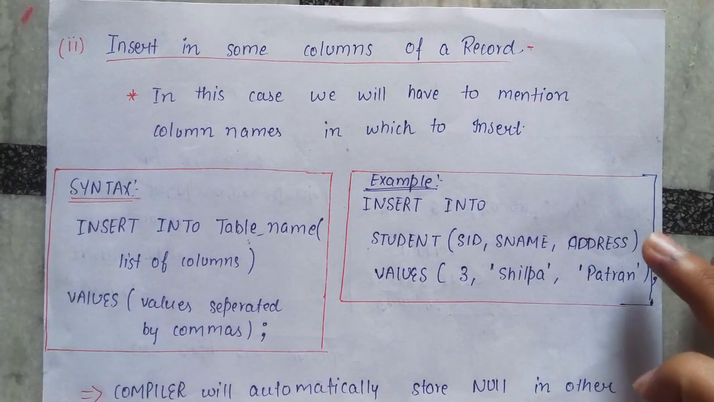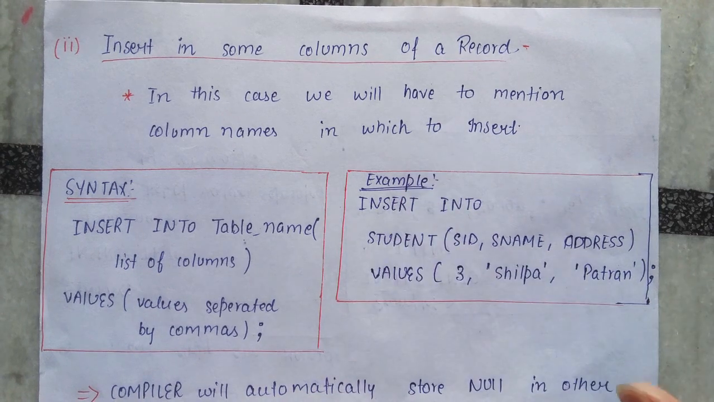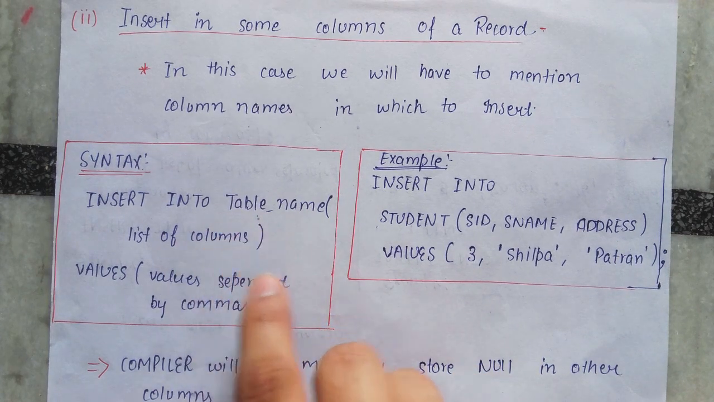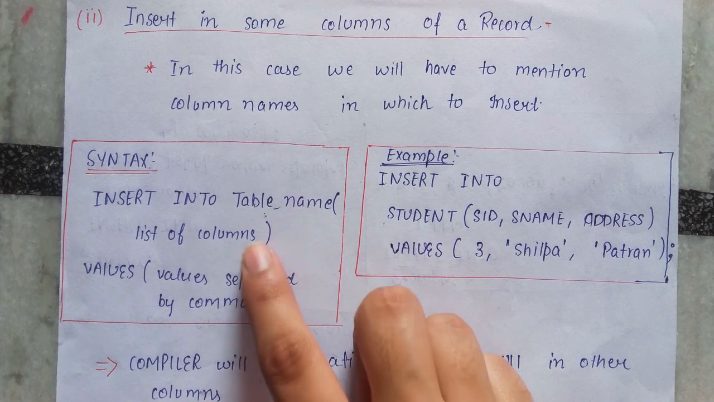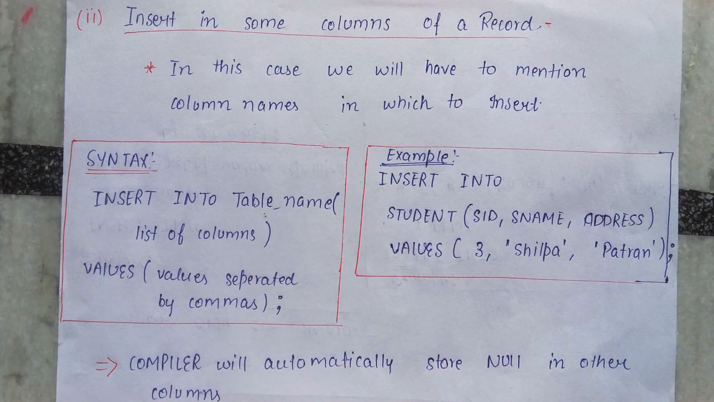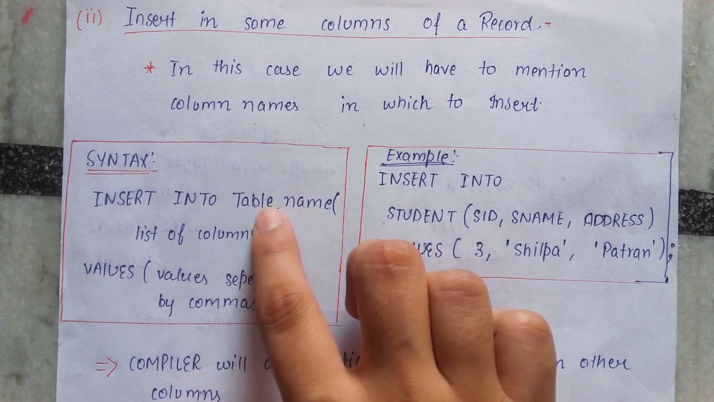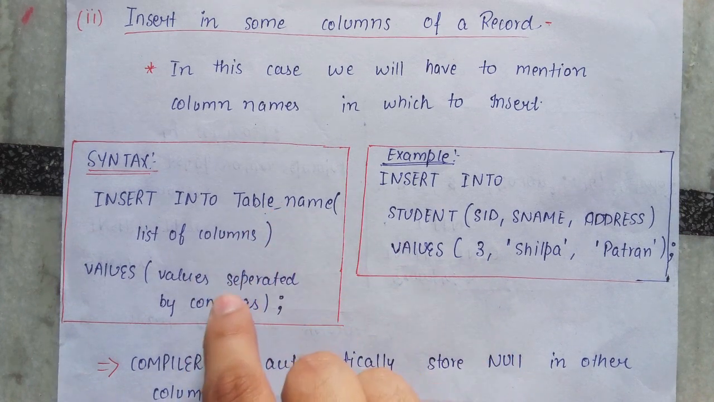In this case, we will have to mention the column names in which we want to insert the data. For example, this is the syntax: insert into table name. It is the same as the first case syntax, but the difference is that we have to mention the columns in which we want to insert data. For example, we have inserted data in three columns: student id, student name and marks. So we will have to specify those columns in this parenthesis after the table name, and then the values for those columns that we want to insert.